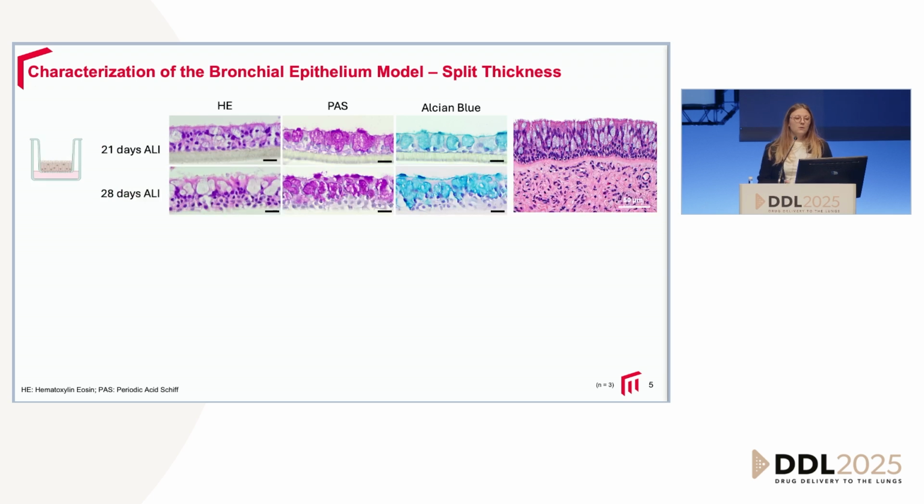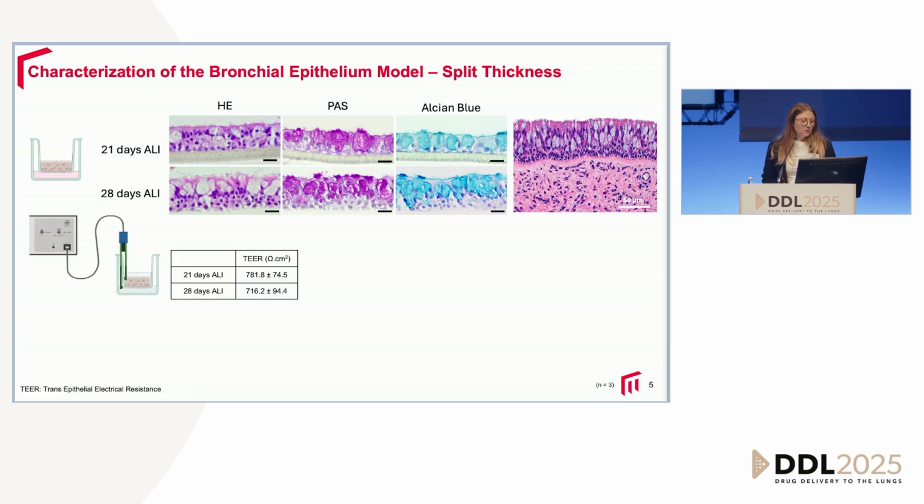Here is what I got. So at 21 days, we can clearly see on the HE staining, we have a pseudostratified epithelium. With the PAS staining, we can see we have acidic mucin, with the Alcian blue, neutral mucin, and overall it really looks like a human bronchial mucosa. And at 28 days, you can see it's thicker, less organized, with visibly more mucus. So I also measured the TER, and it was quite similar between 21 days and 28 days, so around 750, which displays good barrier function.